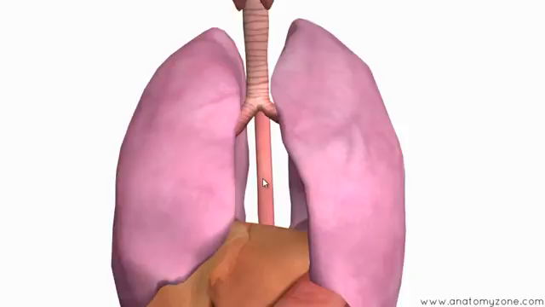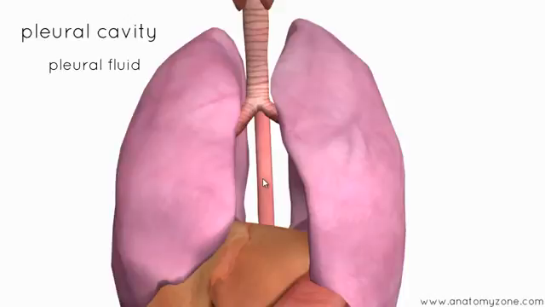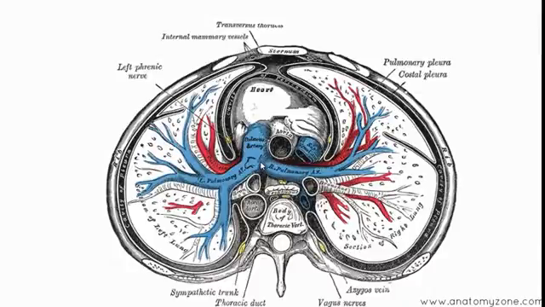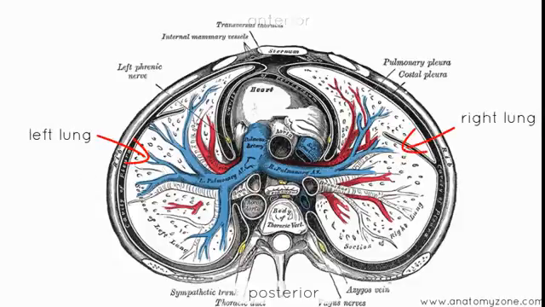So between the visceral pleura and the parietal pleura is the pleural cavity, and this contains pleural fluid. So this space between the visceral and the parietal pleura is only a potential space. So in normality, these layers lie in very close contact, and you've got this thin layer of pleural fluid. So I've just switched over to this cross section of the lungs. So you can see anteriorly up here, posteriorly down here, and you've got the left lung and the right lung. And we'll just take a look so you can see the pleura in this diagram.